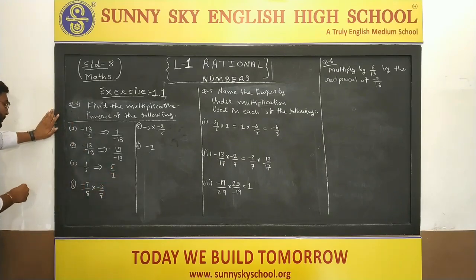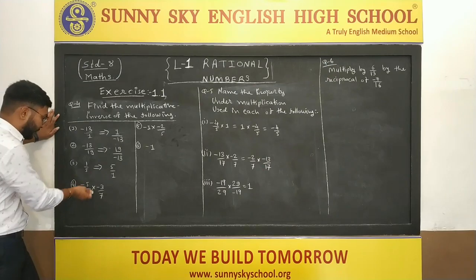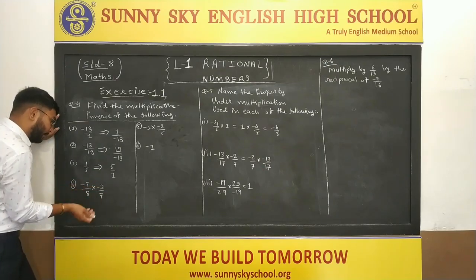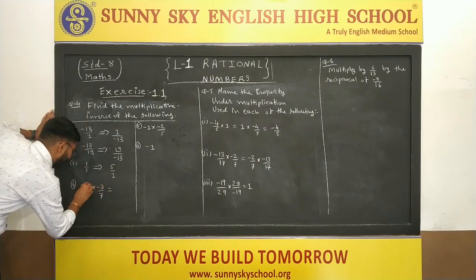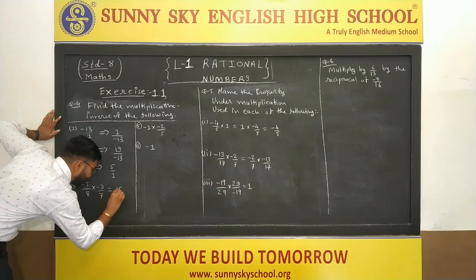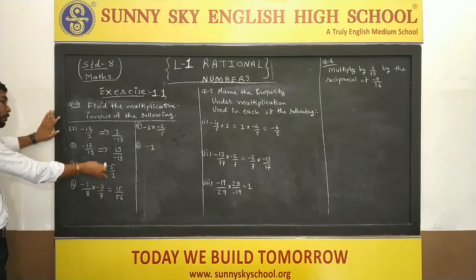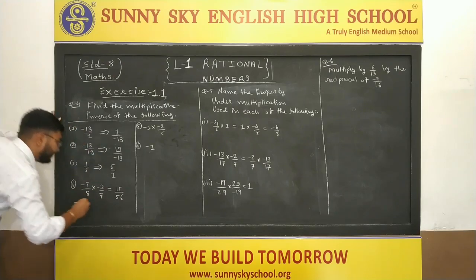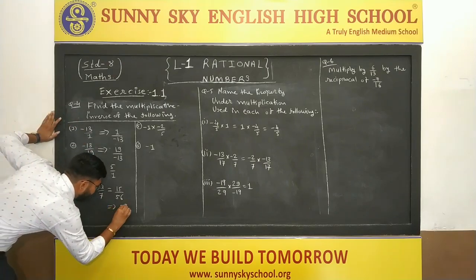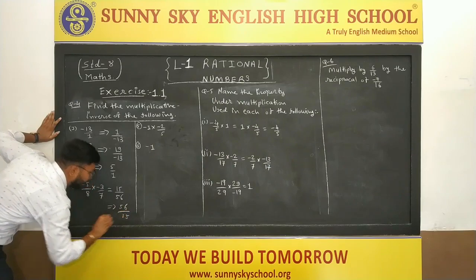Now here two numbers are given, but no problem. If it is possible, then cut it. If not possible, then first do the multiplication. 5 threes are 15, minus minus plus 15, 8 sevens are 56. Now the reciprocal of 15 divided by 56 is 56 divided by 15.